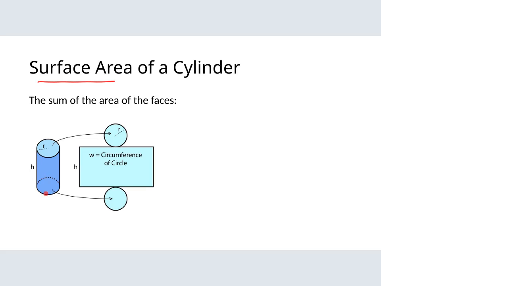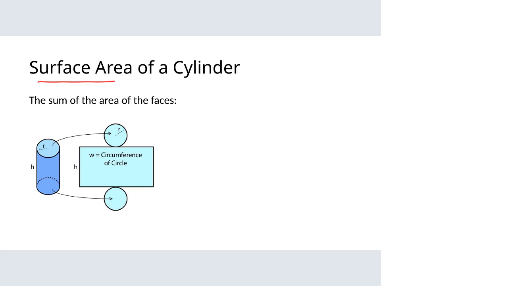And so when we go to find the surface area of a cylinder, what we're going to do is find the area of the circle on the bottom. That'll be the same as the area of the circle on top. And then what we have to find is the area of this label that's in the middle. And that's how we're going to find the surface area. We're going to add up the area of those three pieces together.